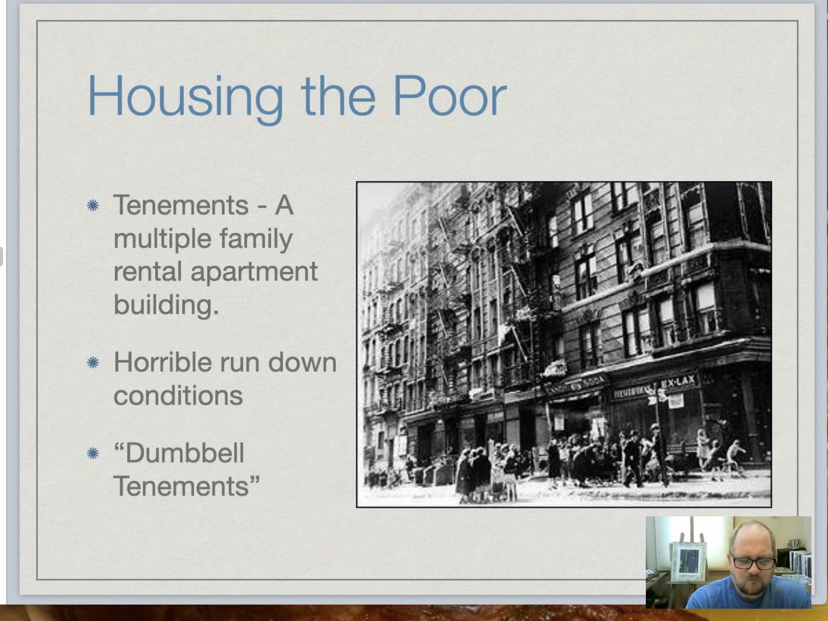detail when it comes to how the buildings were built.